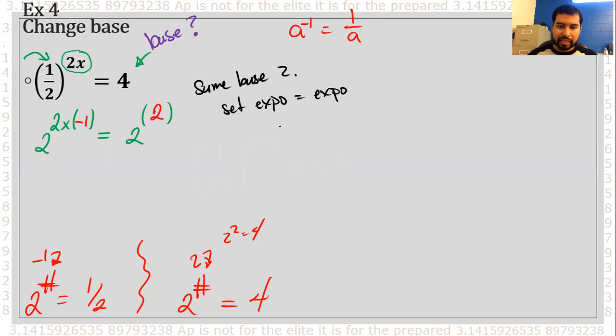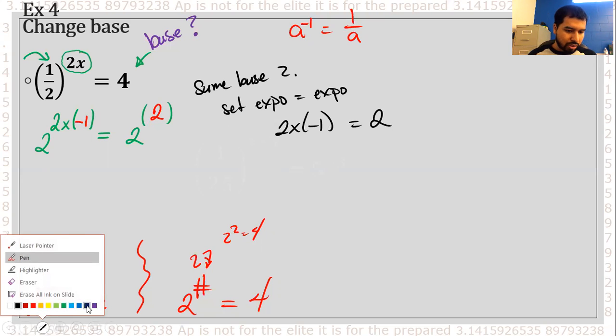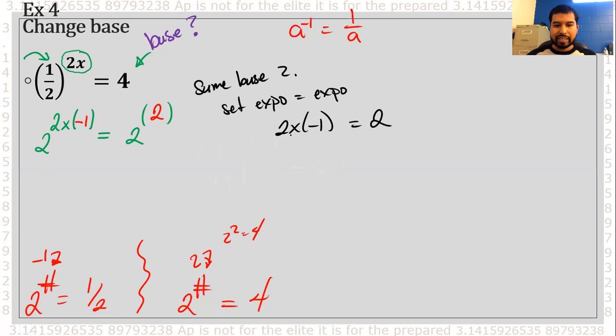So on the left-hand side, I got 2x times -1, and on the right-hand side, I got 2. And all I have to do is solve for this. So 2 times -1 is -2x equals 2. And all I have to do is solve for this by noticing that it is being multiplied by -2, so I have to divide by -2 on both sides. So x is equal to -1.